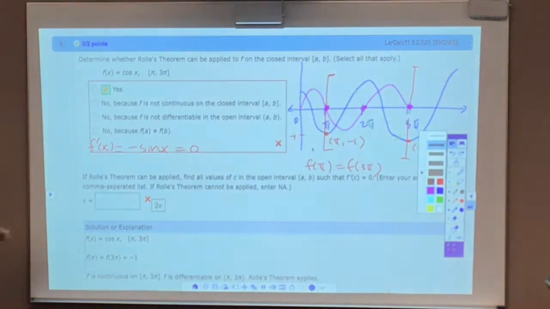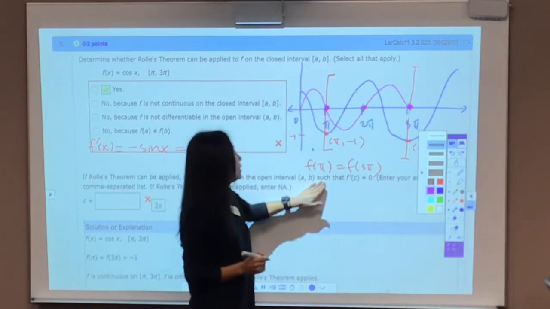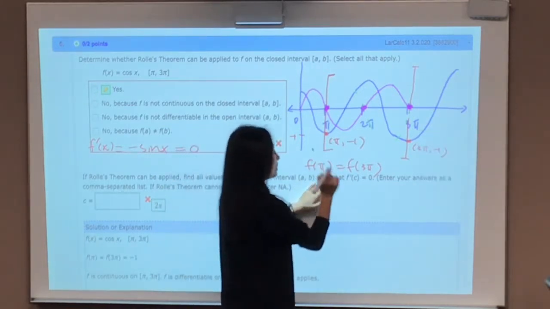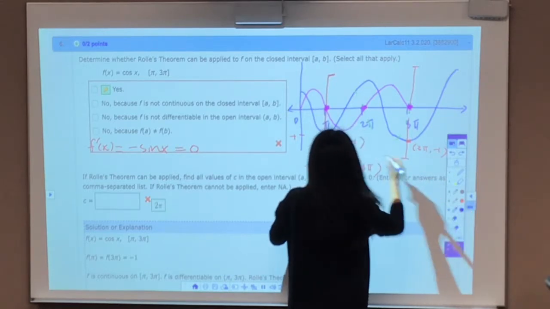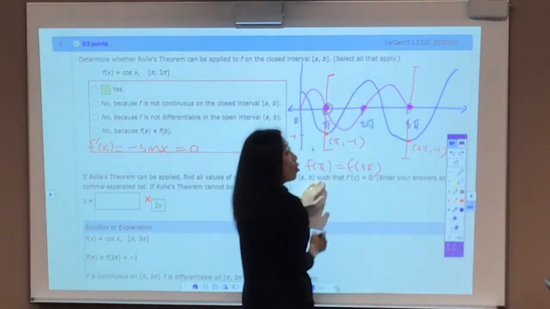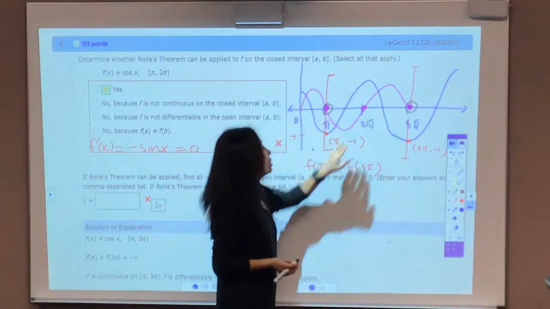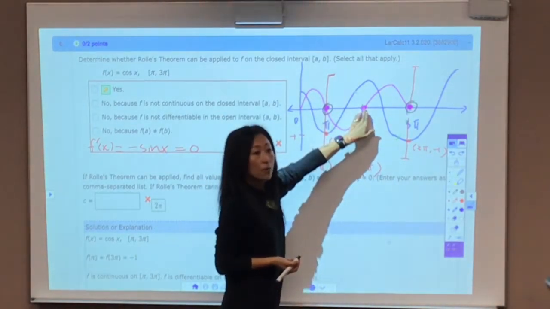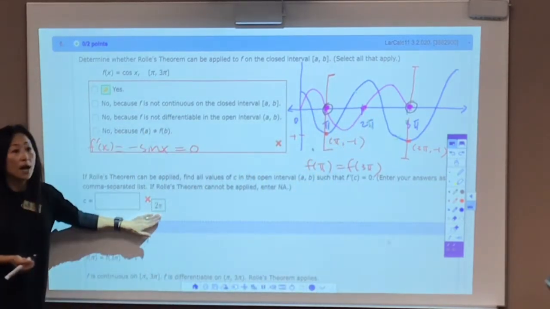All right? So if Rolle's theorem can be applied, find all values c in the open interval. So this becomes an open interval now. Are you with me, class? So what does open interval mean? This is open, and this is open. So what is your only critical point then? 2 pi. So that's why your answer is only what? 2 pi.